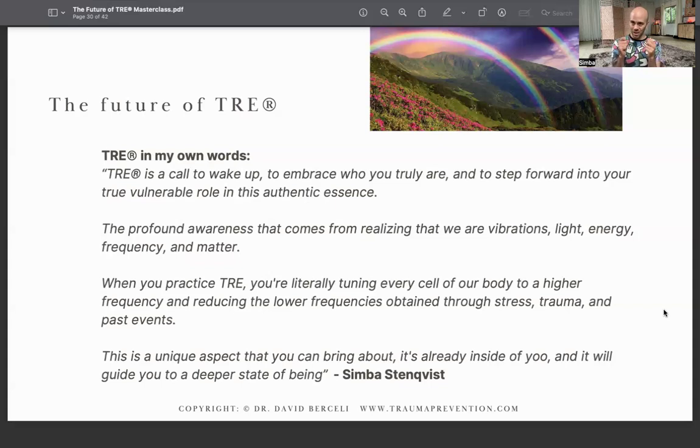It's like you're tuning an instrument, basically, when you're working with TRE. You're tuning every cell of your body to resonate at a different frequency that allows your body to function better mentally, emotionally, and physically.